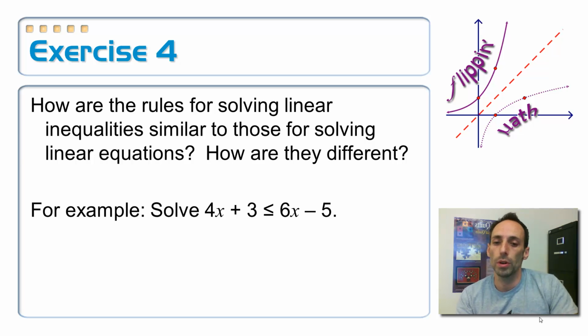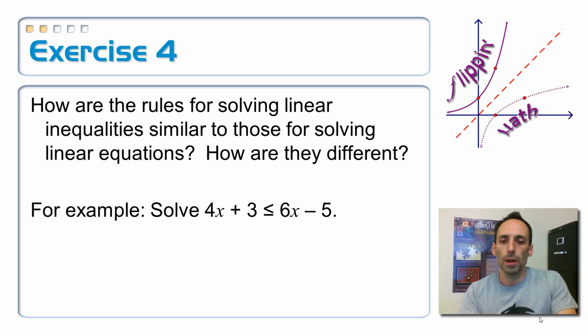Okay, so look at that equation. So I might want to get the x's on one side of the inequality sign, right? So I would subtract either the 4x's from the left to the right, or I would subtract the 6x's from the right to the left. Okay, that's just like an equation. I would do the same thing with the 3 or the -5. Get it on one side of the equation. I get to do that just like a regular equation. That's exactly the same. That's how they're similar.